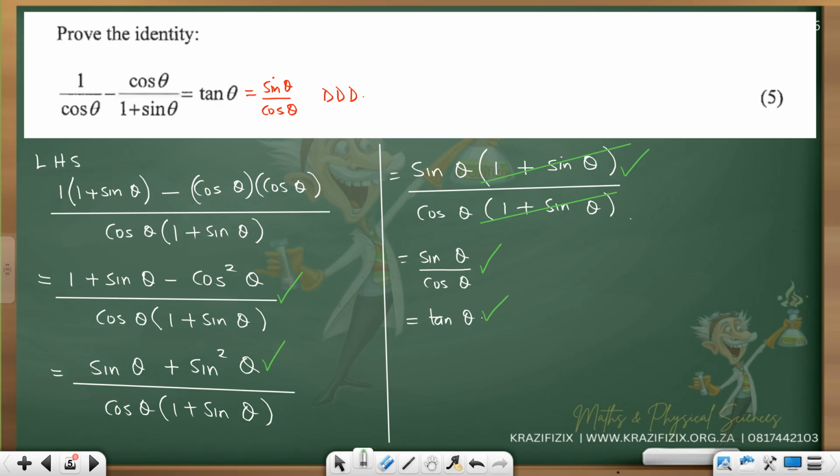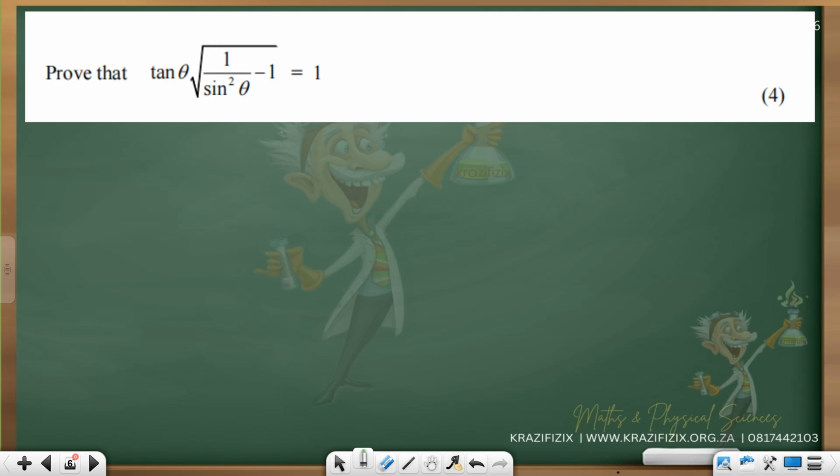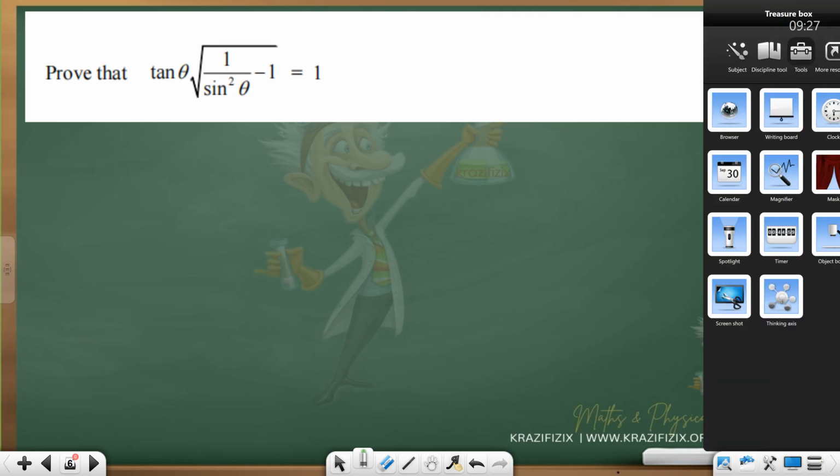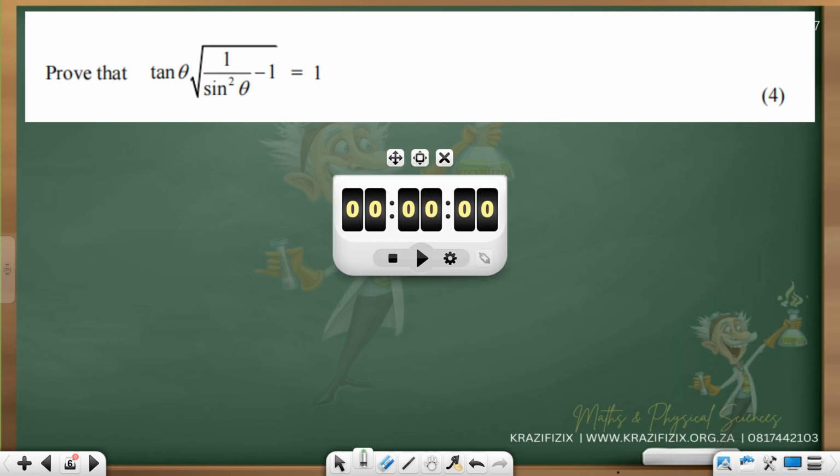Okay, I want you to try this. Please try it. There's a square root there. We're supposed to get 1. I'll give you 5 minutes. Give me an attempt. Start from the complex side. Just do maths, don't do magic, okay? Don't do magic, do maths.